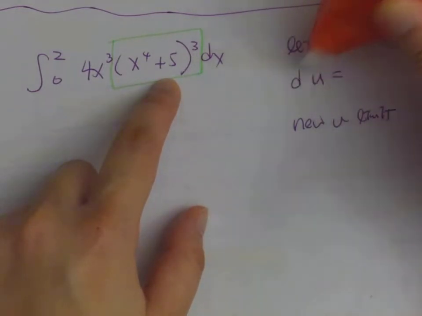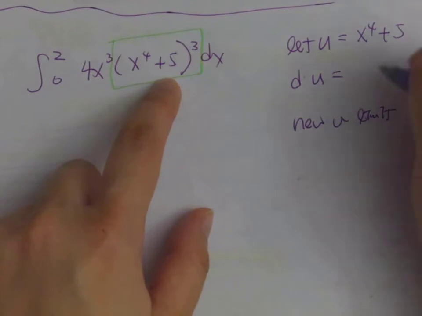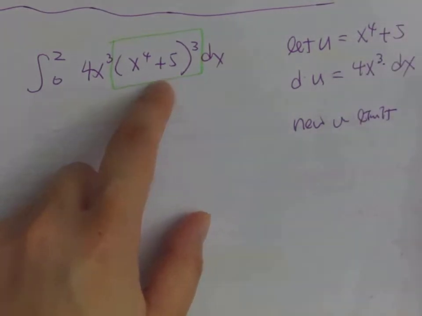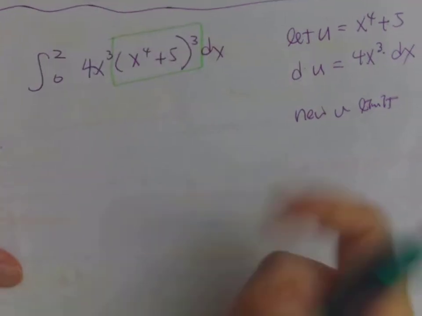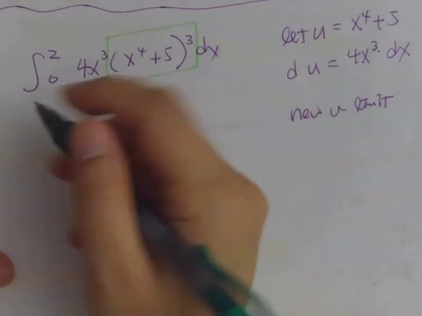So make sure you show all the steps on the test. This is 4x cubed dx. Oh, they have it here, so that's awesome. Which means that all I need to do is put them in order.